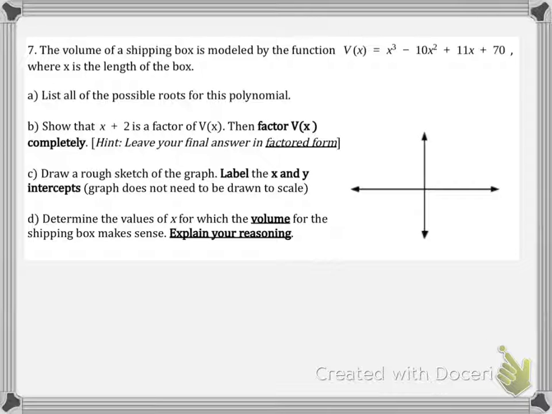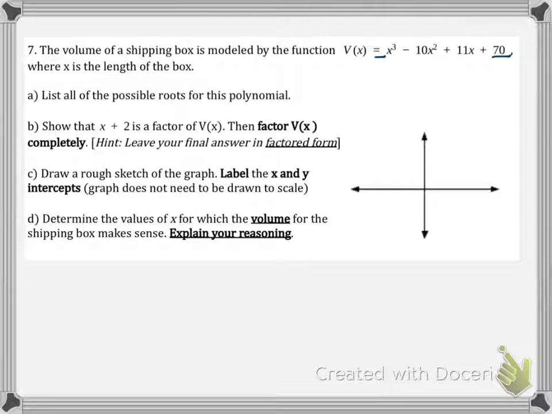The volume of a shipping box is modeled by the function v of x equals x cubed minus 10x squared plus 11x plus 70, and x is the length of the box. So we're going to list all the possible roots for this polynomial. So we're going to do p over q, or we can think of it as b over f, back over front. And so the back is 70 and the front is 1.